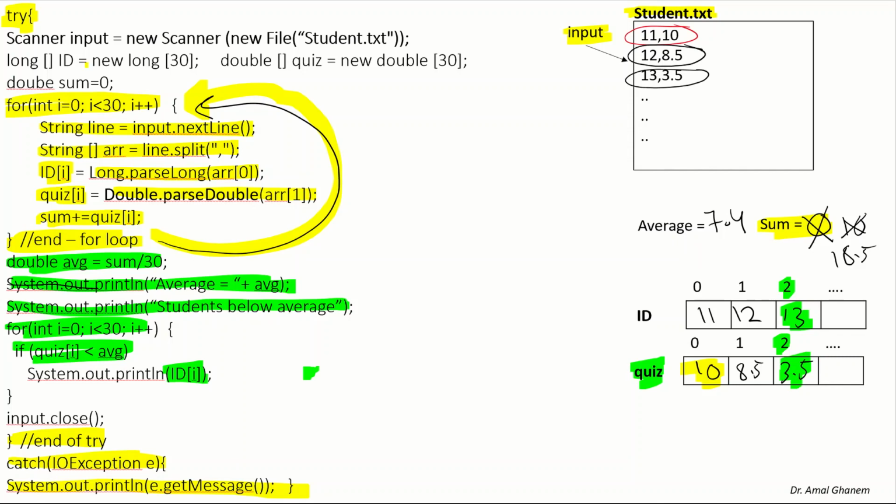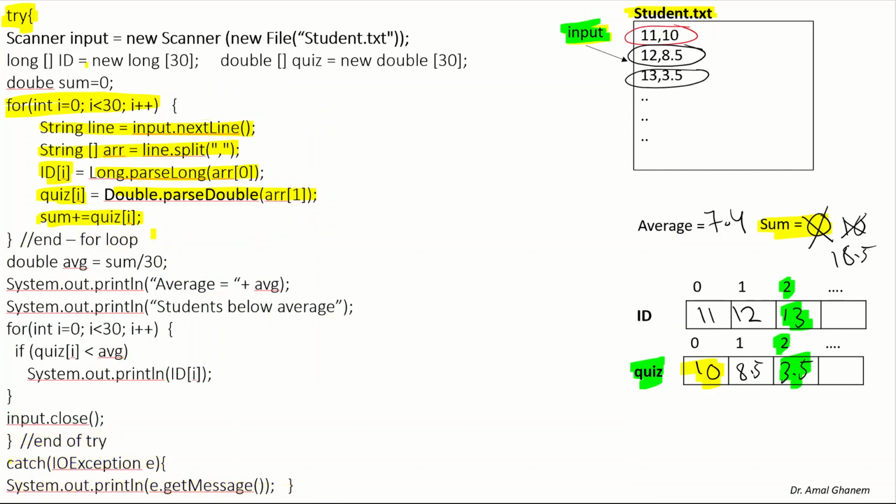Once you finish, then you have to say input.close, because you need to close your input file. And of course, you have the end of the try, and also you have the catch for the exception. So if the file is not there, or it cannot be opened for any reason, then the exception will just be taken within the catch block.